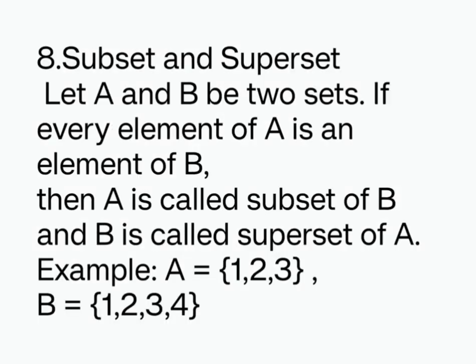Next type of sets is subset and superset. Let A and B be two sets. If every element of A is an element of B, then A is called subset of B, and B is called superset of A. Example: set A equals {1, 2, 3}. Set B equals {1, 2, 3, 4}. Here A is called subset of B, and B is called superset of A. These are the types of sets.